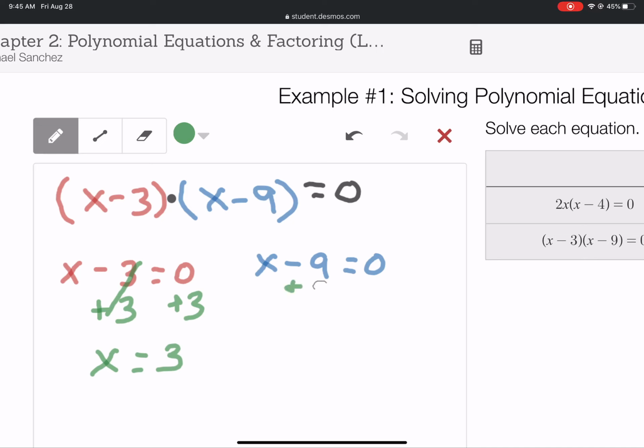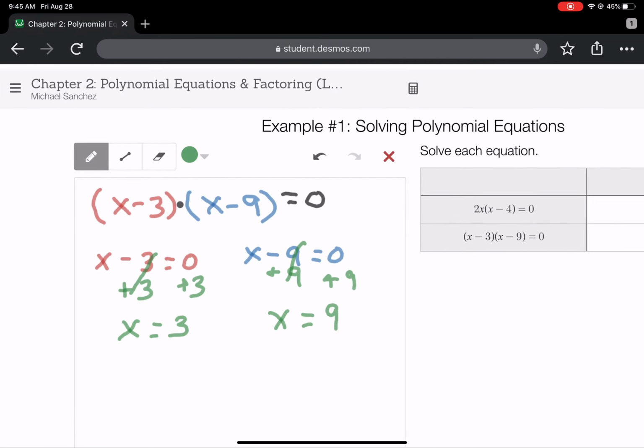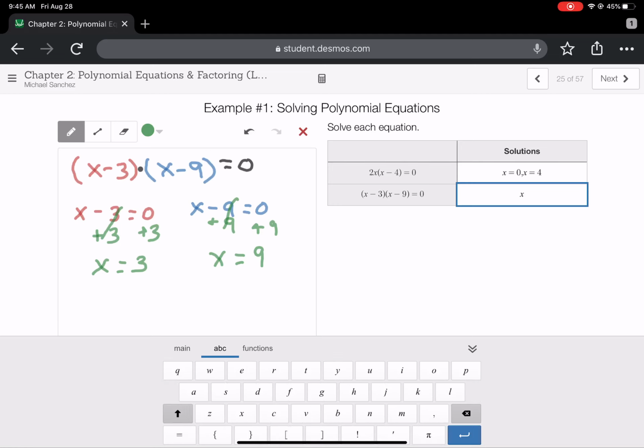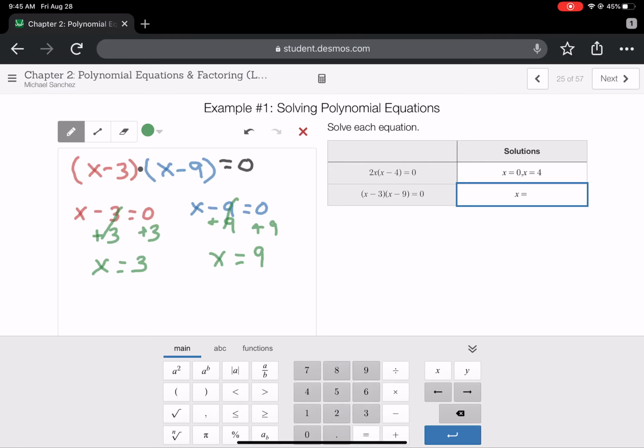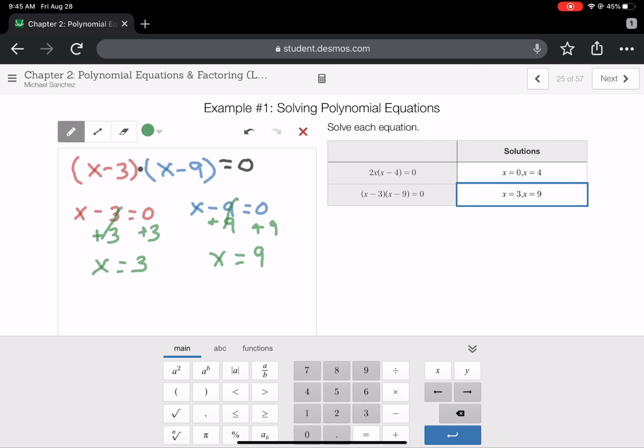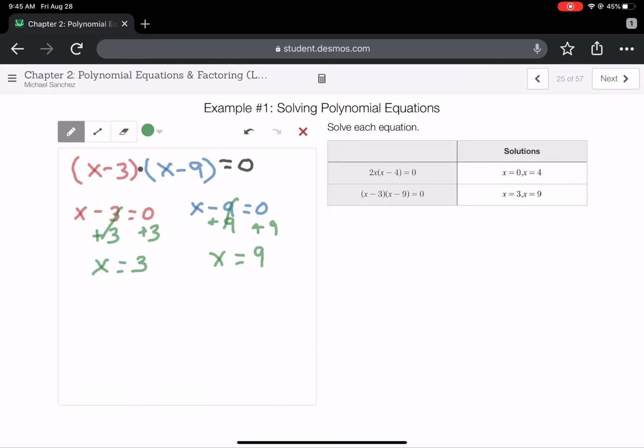And add 9 to get rid of the 9. So then I have x is equal to 0 plus 9, which is 9. So my two solutions for the next one would be x equals 3 and x equals 9. Okay, and that's how you solve a polynomial equation.